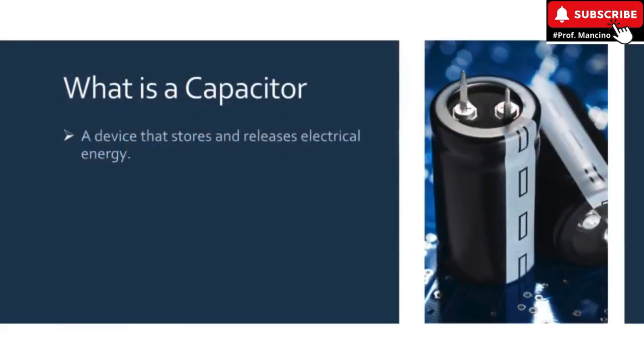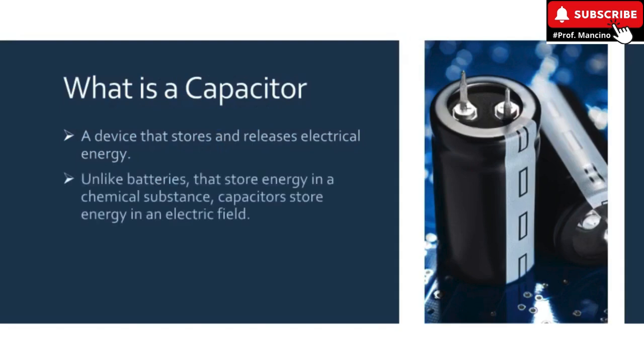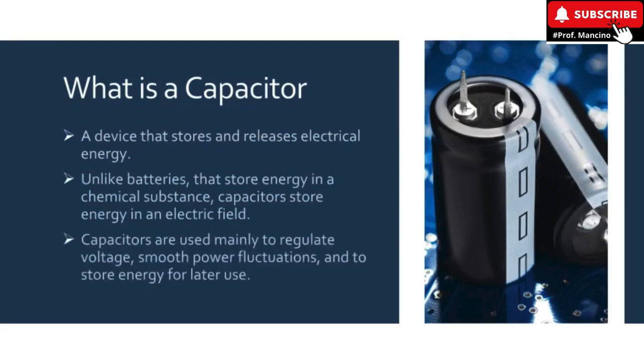To begin with, what is a capacitor? A capacitor is a tiny device that can store electrical energy and release it when needed. While batteries store energy in a chemical substance, capacitors store energy in an electric field. Capacitors are mainly used to regulate voltage, smooth power fluctuations, and store energy for later use.